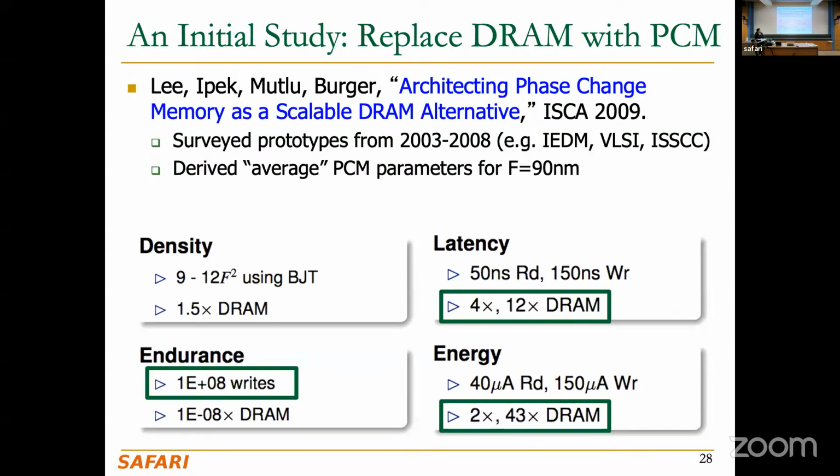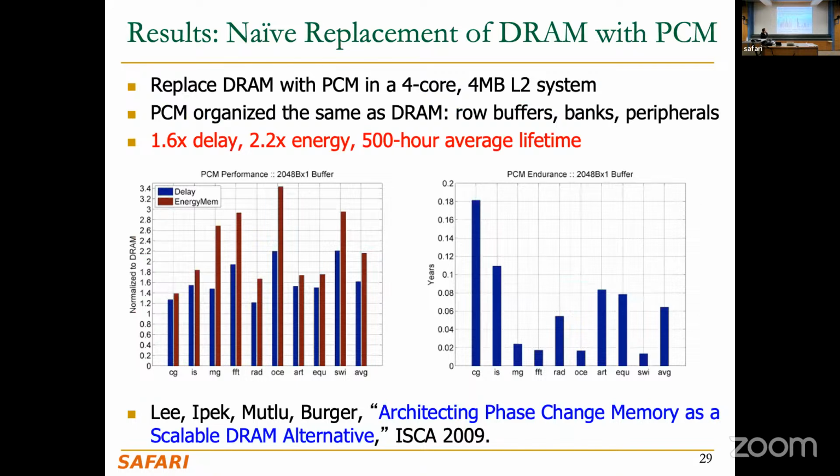Here, as you can see, in the parameters used in this paper, the latency is lower than DRAM, but endurance is a problem, and the write energy is also a problem compared to DRAM. So here are the results when you replace DRAM with PCM in a 4-core system with a 4 megabyte L2. The PCM is organized the same as DRAM.